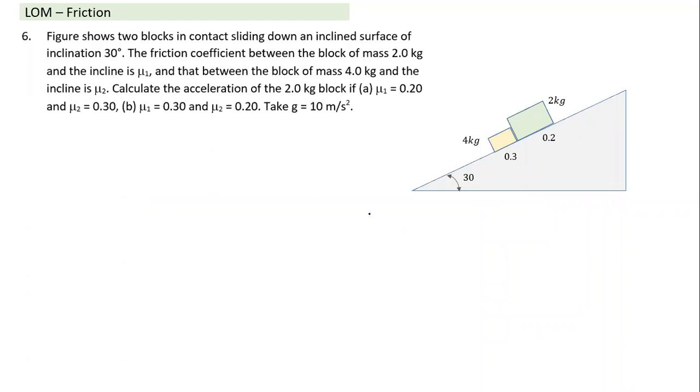In this question, the two blocks shown, the 4 kg block and the 2 kg block, are in contact with each other. The frictional coefficient between the block of mass 2 kg is mu1 and this one is mu2. I have taken the first case when mu1 is equal to 0.2 and mu2 is equal to 0.3. So the two blocks are placed and they have different values of mu. The question is, how would the blocks move, what will be the acceleration of each block, and how much friction force will act here?